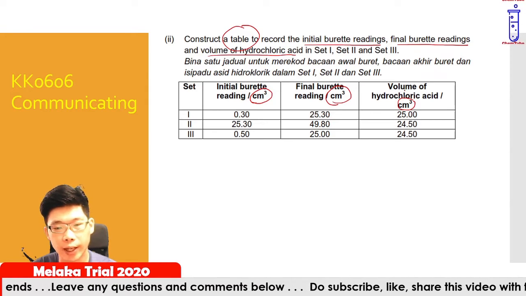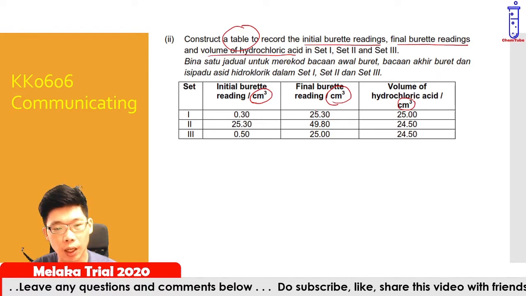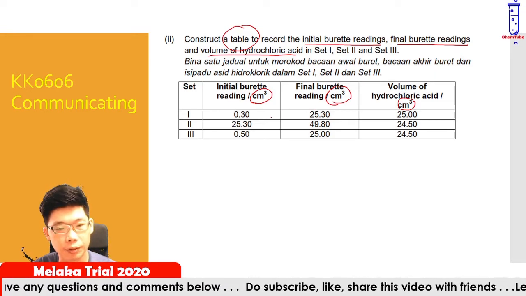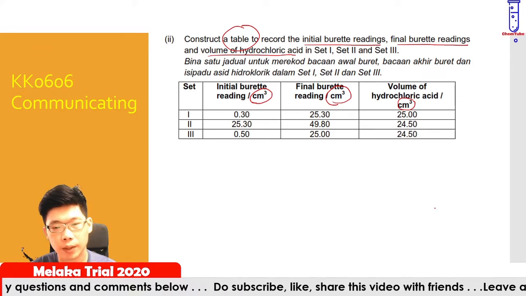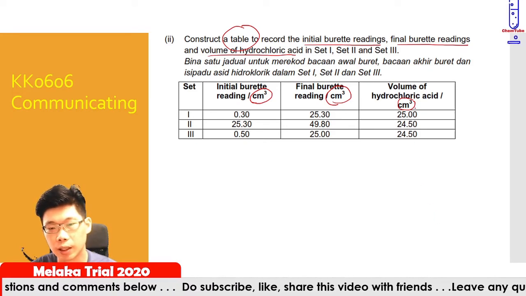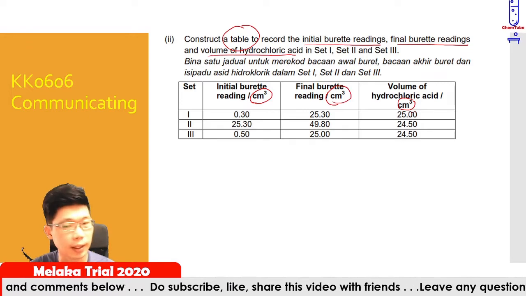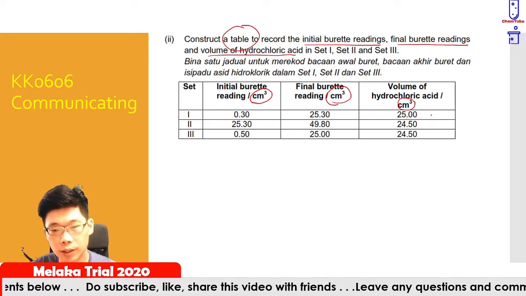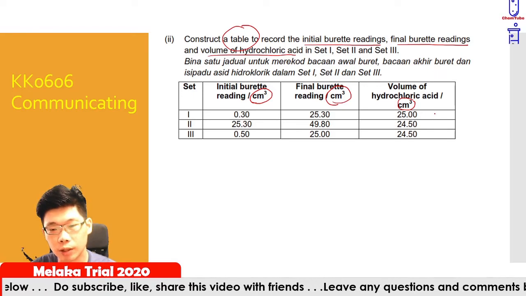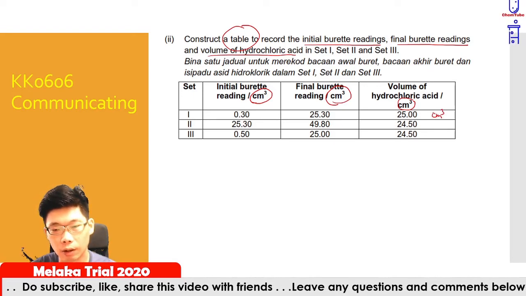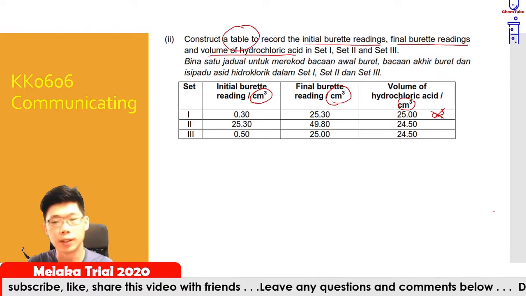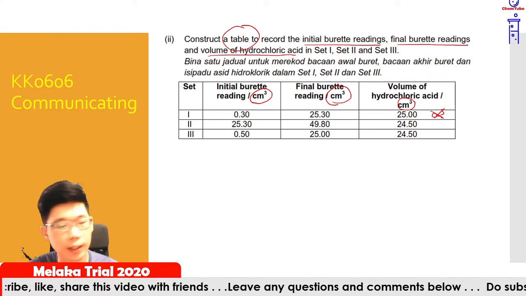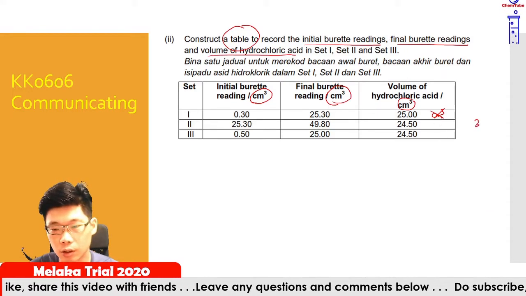The volume of the acid used will be the final reading minus the initial reading. So you get the correct volume of the hydrochloric acid used. Avoid writing the unit under the data. Avoid using this method. We will write it like this. So this is for score 3.